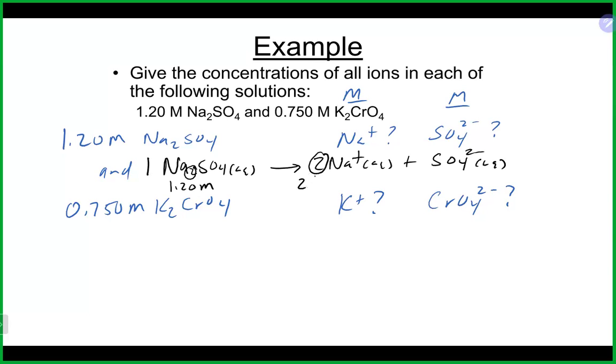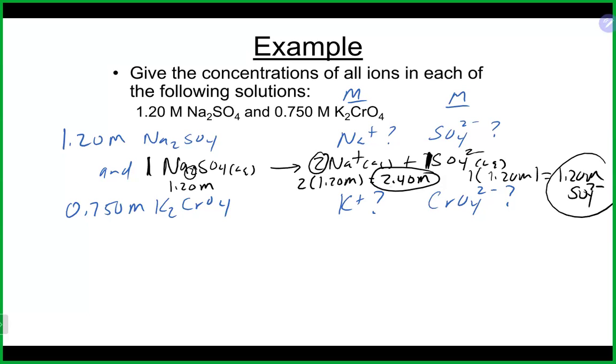So to get the concentration of the sodium ions, we're going to take 2 times the 1.2, which gives us 2.4 molar for our sodium ions. Now, for our sulfate, it is a 1 to 1 relationship, which means concentration really doesn't change. We take 1 times our 1.2 molar, and we end up with 1.2 molar for our sulfate. So the sulfate ions floating around that solution have a concentration of 1.2 molar. The sodium ions floating around are 2.4 molar.